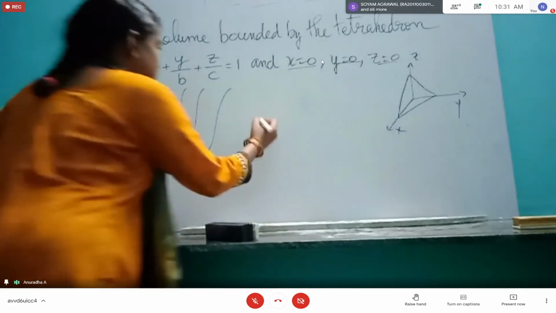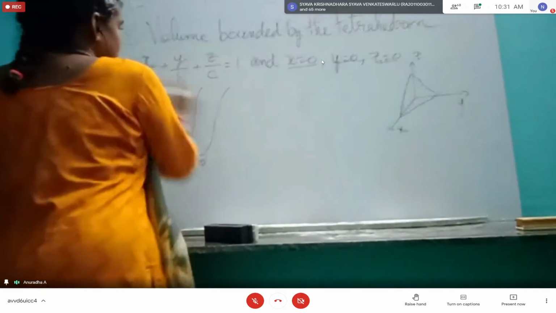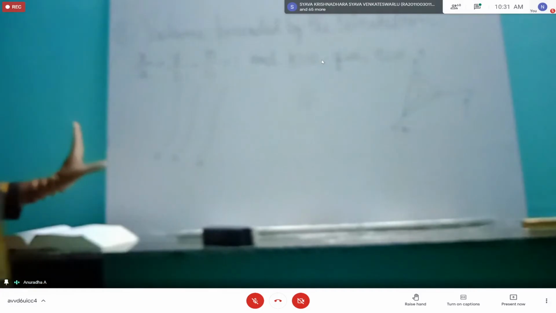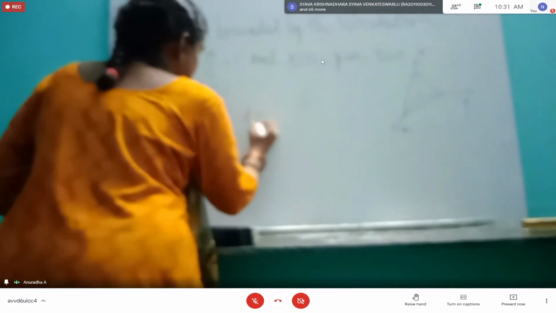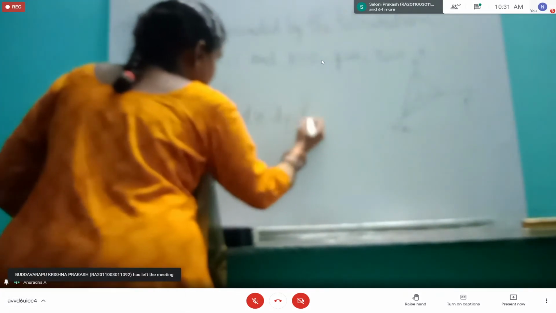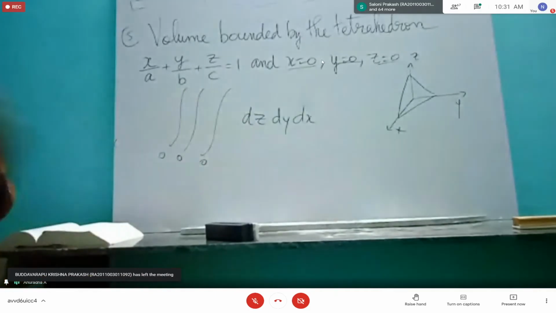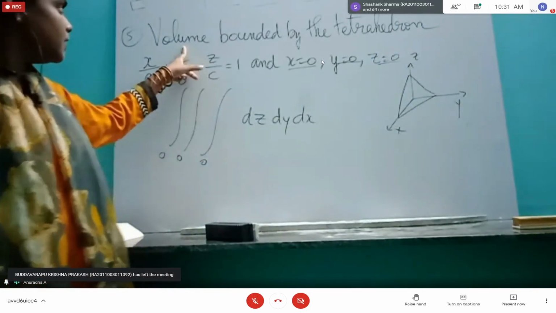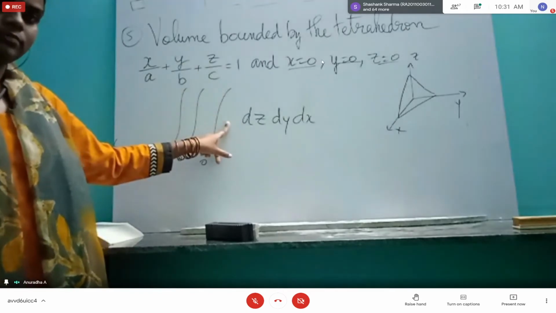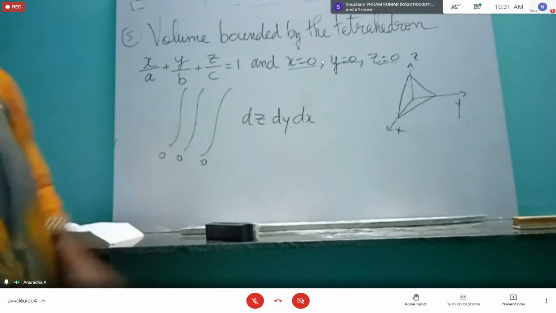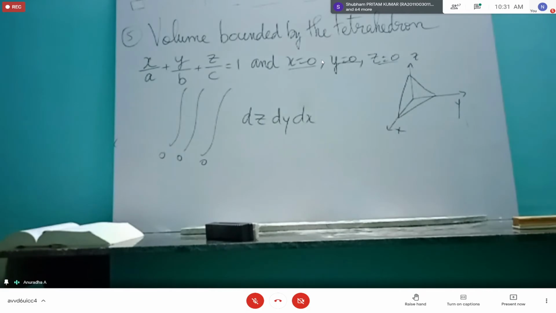Because z is given inside, I'll go in that order. It's not mandatory to go in that way. So I'll write dz, dy, dx. There is no rule. Again, they have asked for volume, so the function is just one, a unit function. So only dz, dy, dx.